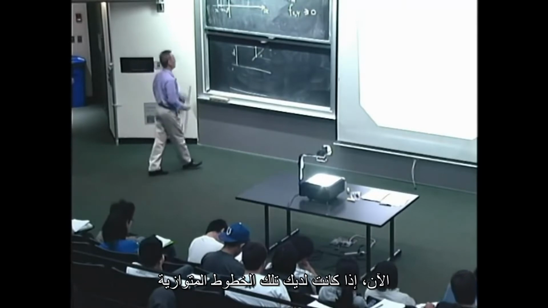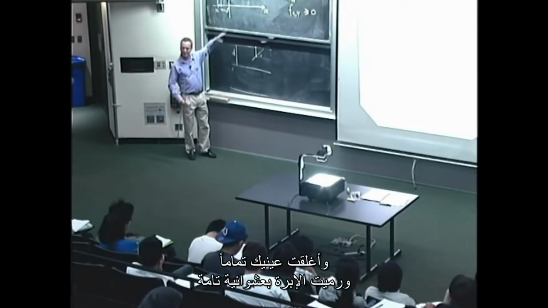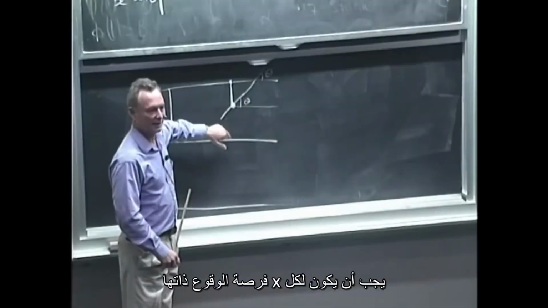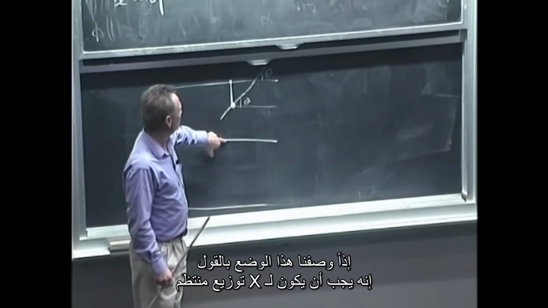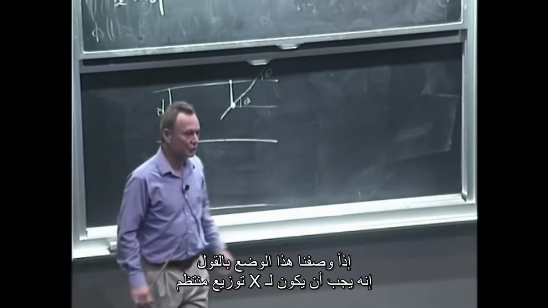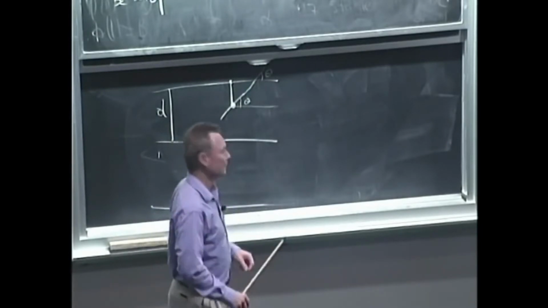Now, if you have those parallel lines and you close your eyes completely and throw a needle completely at random, any x should be equally likely. So we describe that situation by saying that x should have a uniform distribution. That is, it should have a constant density over the range of interest.